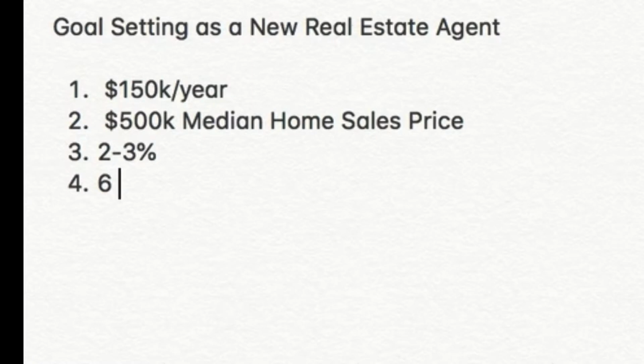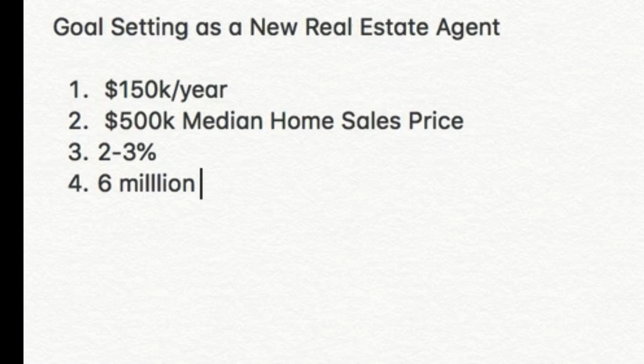Now, we're not factoring in your splits yet at this point, but let's just take $150,000, and we're going to divide that by 2.5%. I'm just going right in the middle between that 2 and 3%. So that's going to be $6 million. That's the sales volume that you're going to need to hit in order to get the $150,000 in commission.